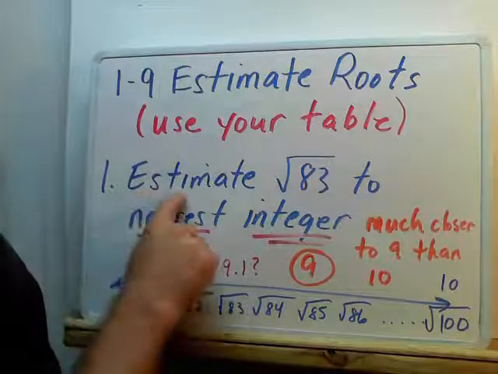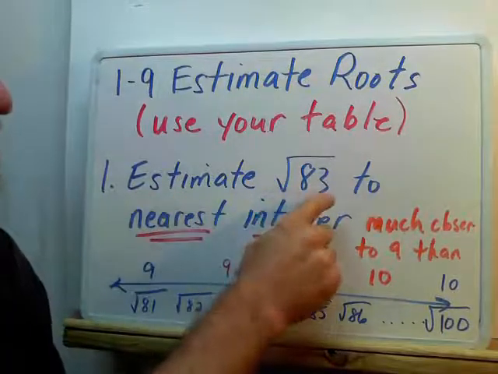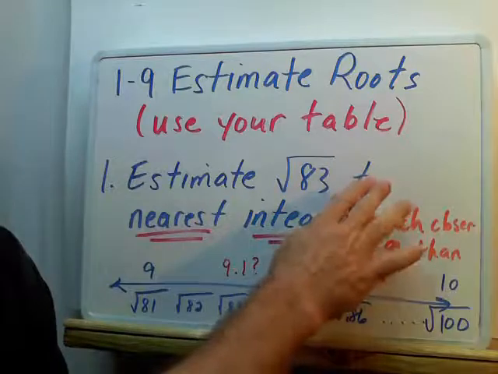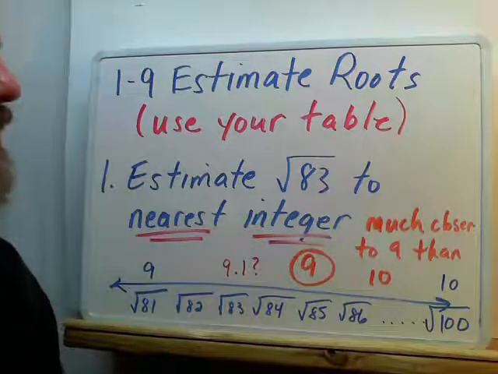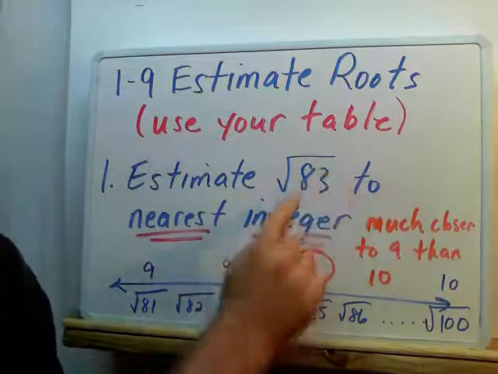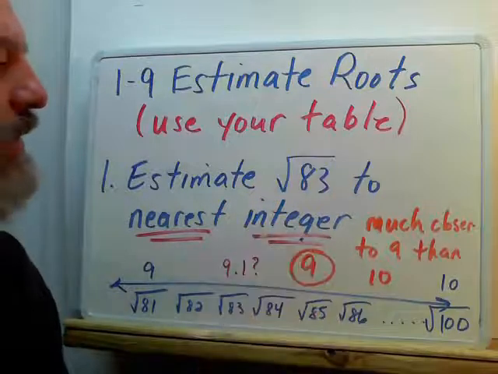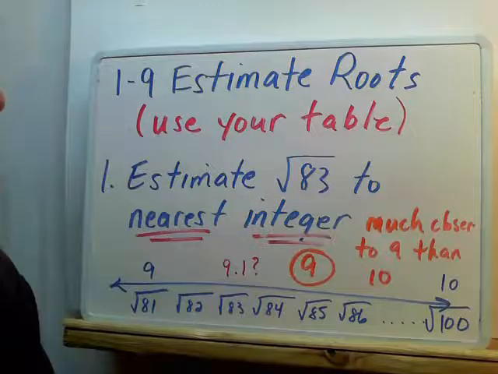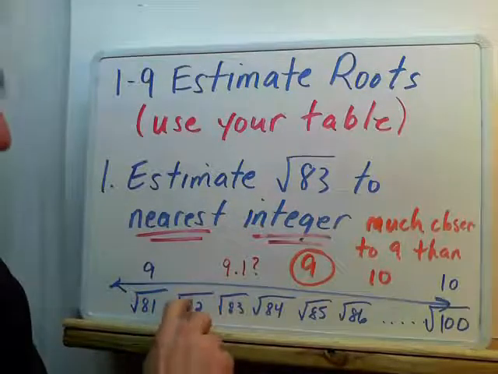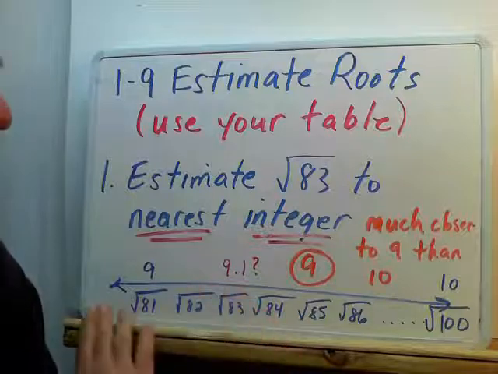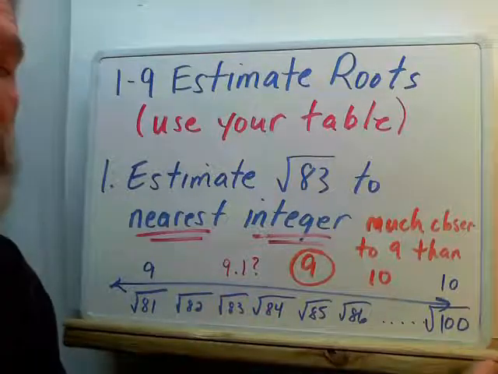Number 1, estimate the square root of 83 to the nearest integer. So all they want to do is estimate this to the nearest whole number, whether that would be positive or negative whenever we're doing any of these. That's all the word integer means, remember. So what we're going to do is, you could think about this as the square root of 81, the square root of 82, the square root of 83, etc. on a number line, okay?